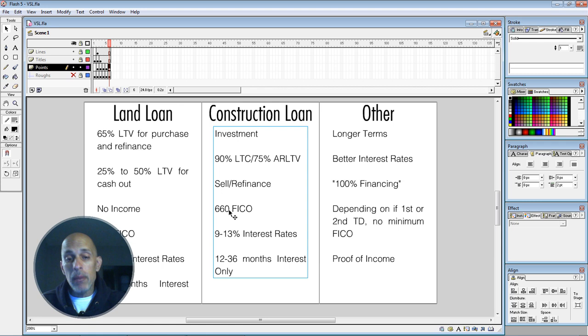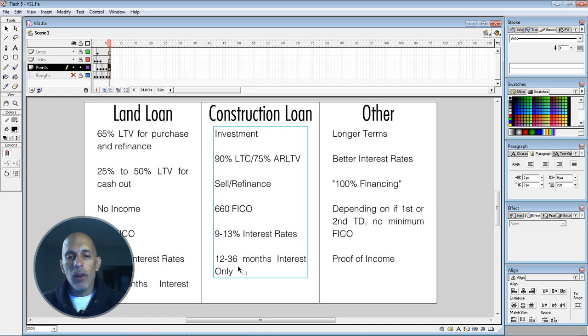And our minimum on this is a 660 FICO. And you're looking at between 9 to 13% as far as interest rates go. And your term can be between 12 to 36 months, interest only. Non-dutch interest, which means that you're only paying interest on the portion that you use.